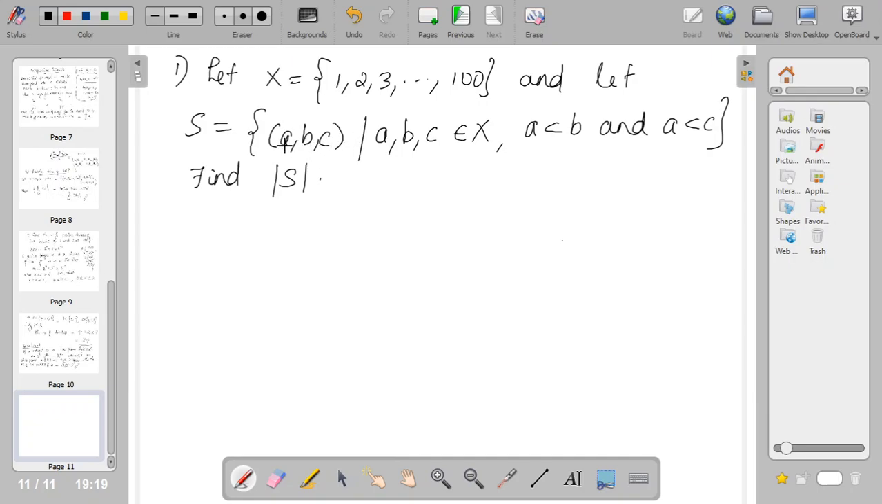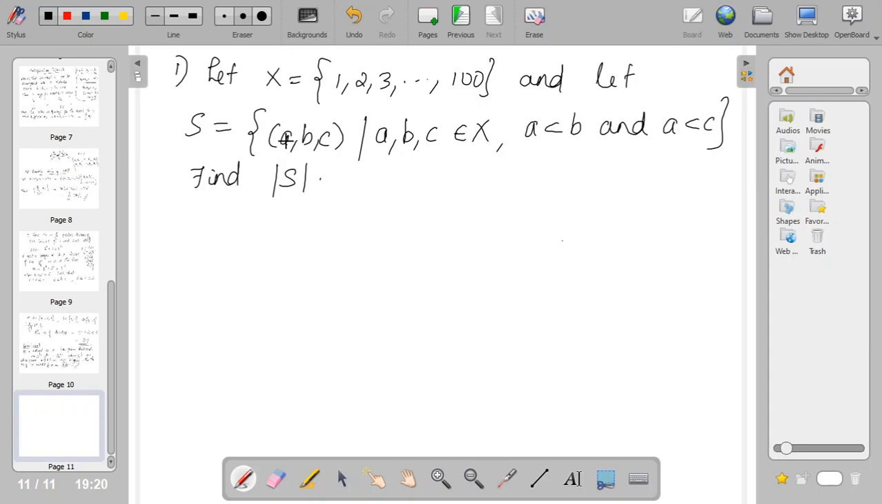So the possible values of A: A, B and C belong to X. Now A cannot take the value 100, because if A is 100 you cannot find a B and C such that A is less than B and A is less than C. So A can take the possible values 1, 2, 3 up to 99. Now we can divide into distinct cases, with the value of A from 1 to 99.